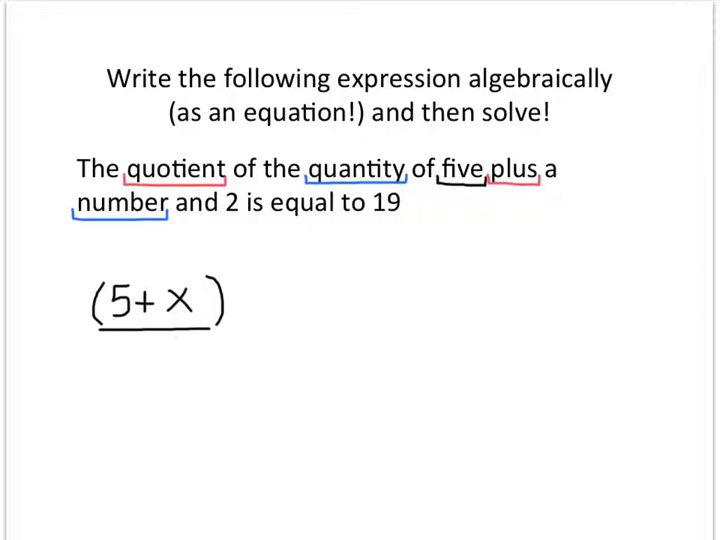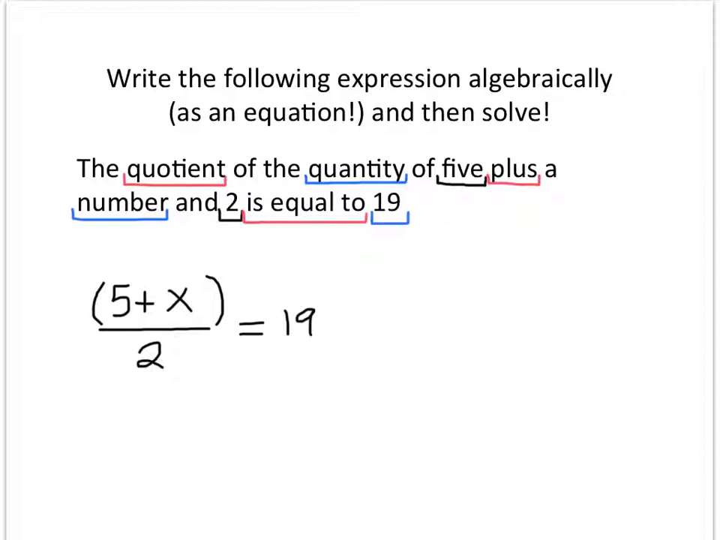We still need to know what goes in the bottom of that fraction, and that's where we can look and see that there's this number 2. So there's the second half of our fraction. We can keep going and see that we have the keywords is equal to, so I know the left-hand side of the equation is done, and then I can see that number 19, so I know that we have 5 plus x over 2 equals 19.